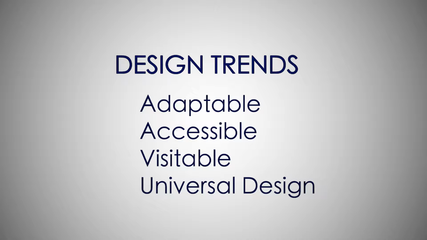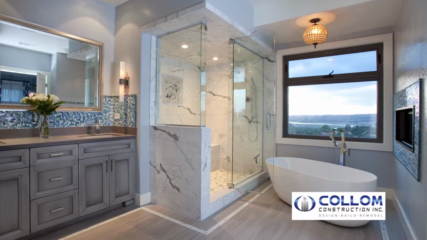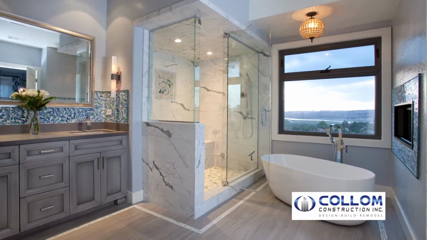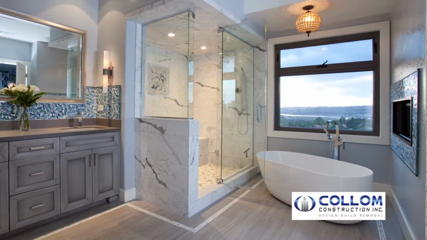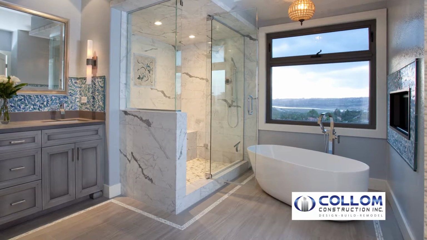So there are 4 basic design categories: adaptable, accessible, visitable, and universal. Adaptable design means that the features can in fact be adapted for another purpose, or when we are putting them in, we know they are adaptable for another purpose.